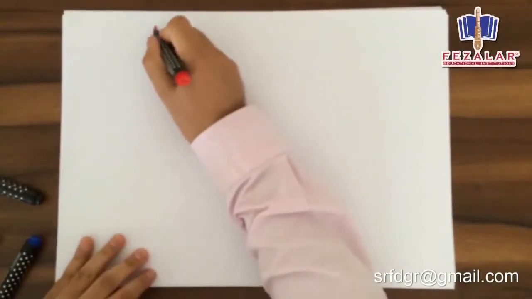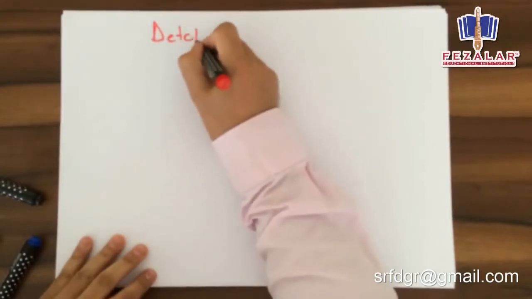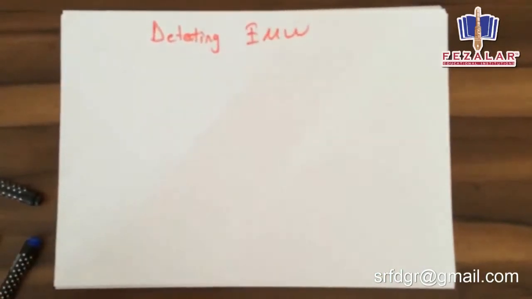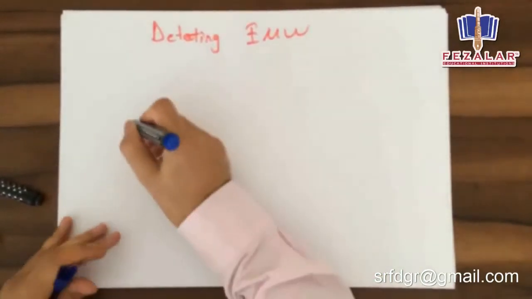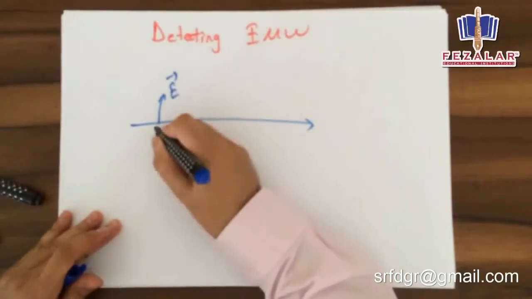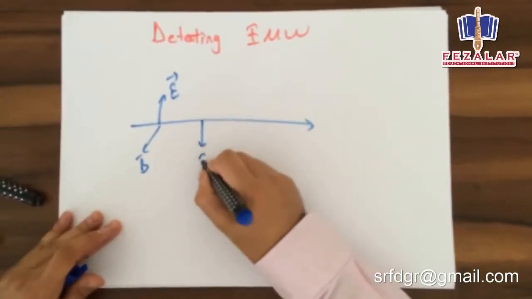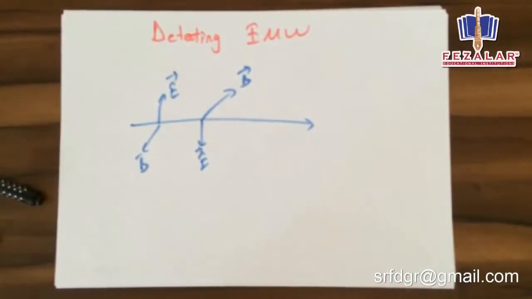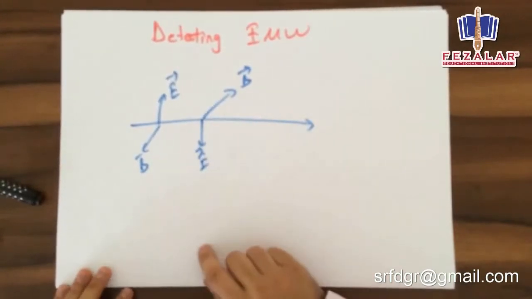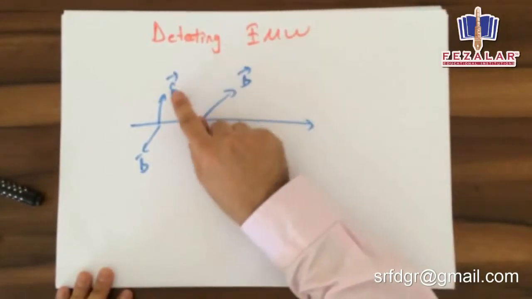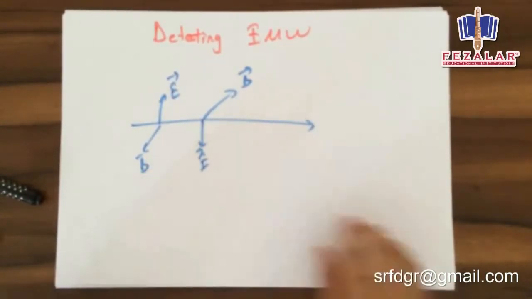Now, detecting electromagnetic waves. As you remember, an electromagnetic wave contains both an electric field and a magnetic field. And the energy of the electromagnetic wave is equally distributed between the electric field and the magnetic field. So if we want to detect an electromagnetic wave, we can use its electric field and also we can use its magnetic field.